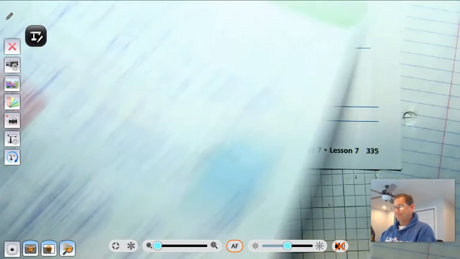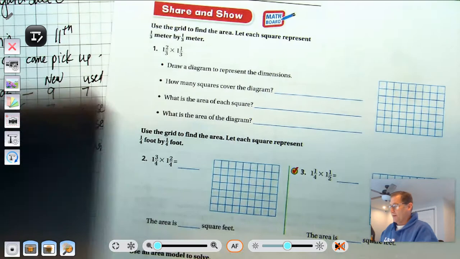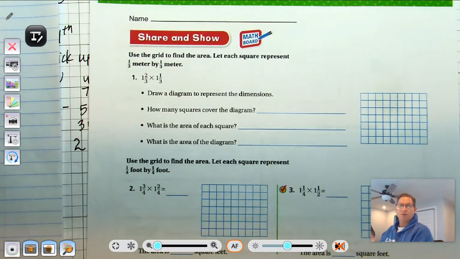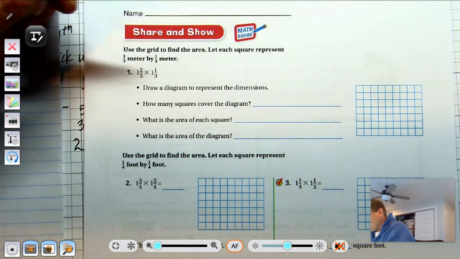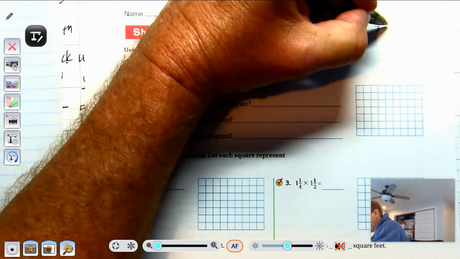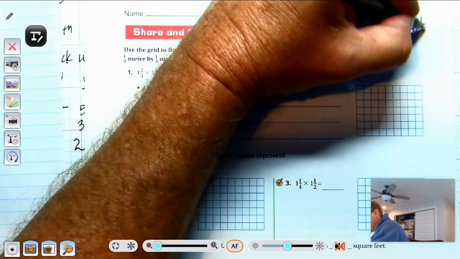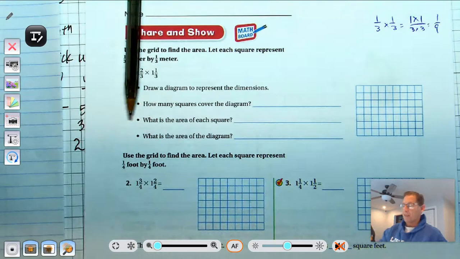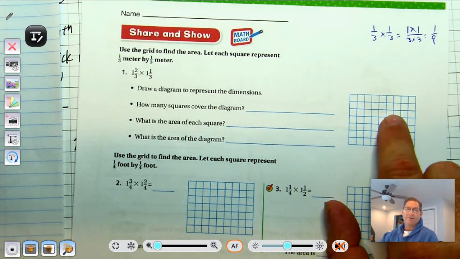All right, let's keep going. Use the grid to find the area. Let each square represent 1/3 by 1/3. So if each square is 1/3 by 1/3, we'd say the area is 1/9. So each of these squares will be 1/9.